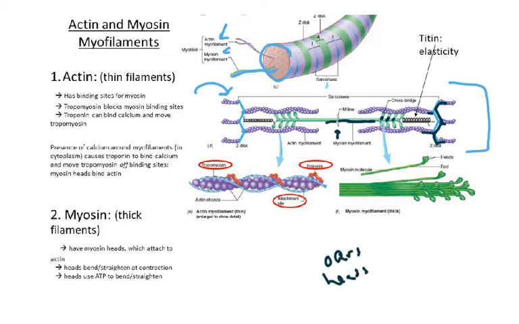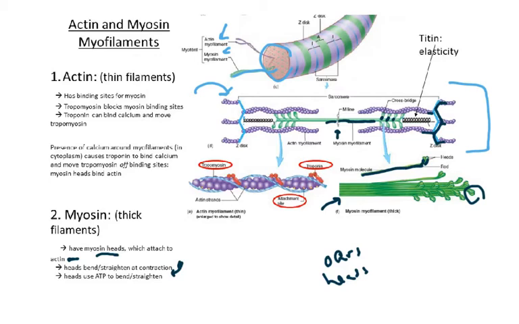And so in this picture here, we're able to see the myosin myofilament a little bit better. Here's the myosin, and at the end of it, it's got these little extensions, which are called the myosin heads. The idea is that these myosin heads will be able to attach to the actin. And these heads are going to be able to bend and straighten using ATP. So these heads are going to be really important to the ability of the muscle to contract.